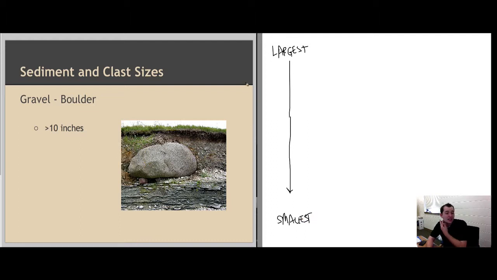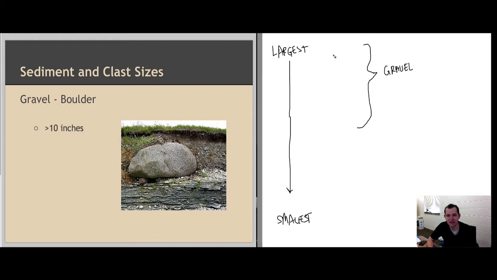Okay, first thing is our two major classifications that we're looking at. We're going to look at gravel and another size that we'll get to later. And this is kind of a large classification. So I'm going to start with calling this gravel. This is kind of a hierarchical classification.